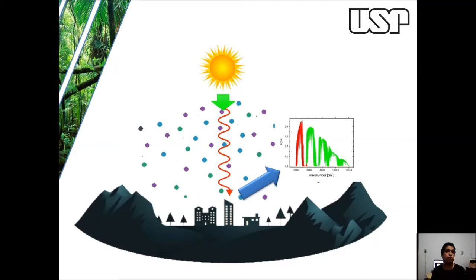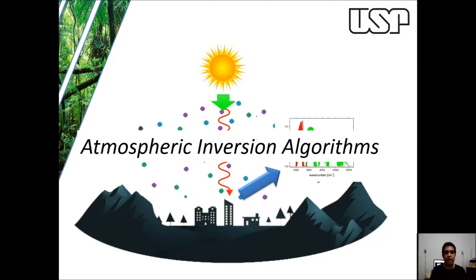Our job from here is to try to extract this information from the spectrum, working backwards to generate information on the many components that were on the path of the light. The procedures which are used to deal with this task are referred to as atmospheric inversion algorithms. Let's have a look at how these algorithms work.